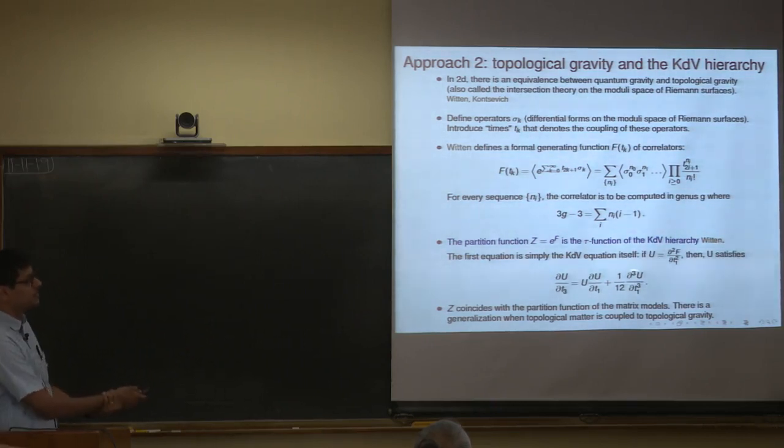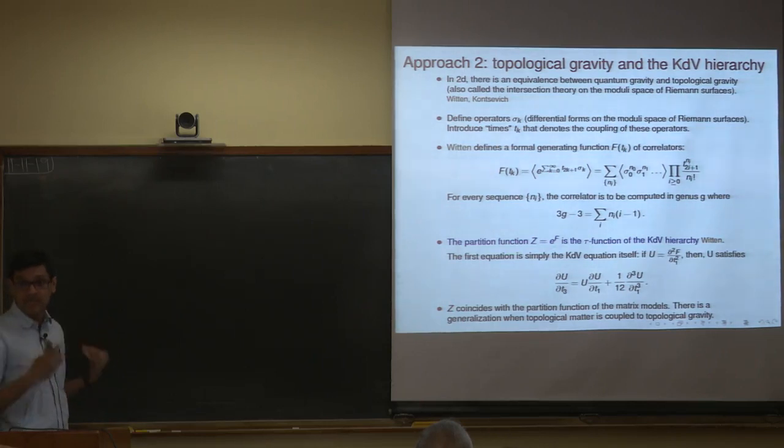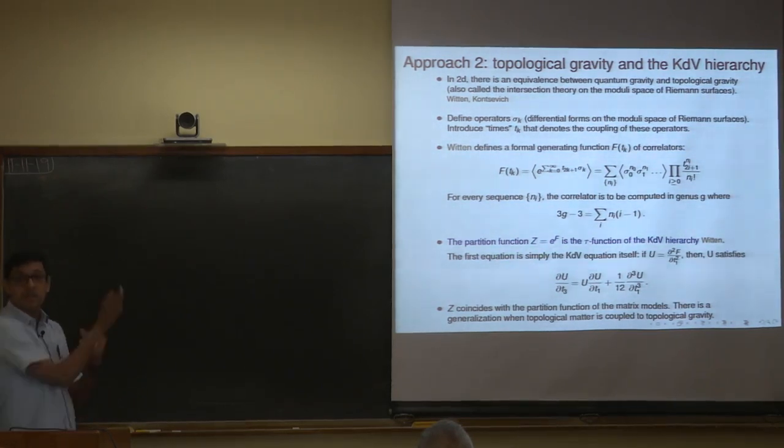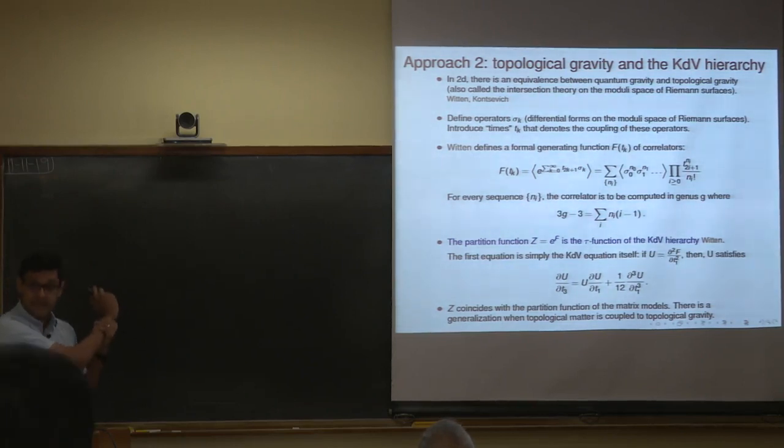And Witten's conjecture was that this partition function is a tau function of what is called the KdV hierarchy. So there's some integrable system that underlies this 2D topological gravity, and the Z is identified with the partition function of the 2D quantum gravity that I defined on the previous slide.